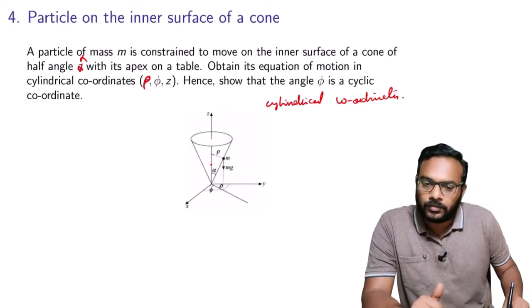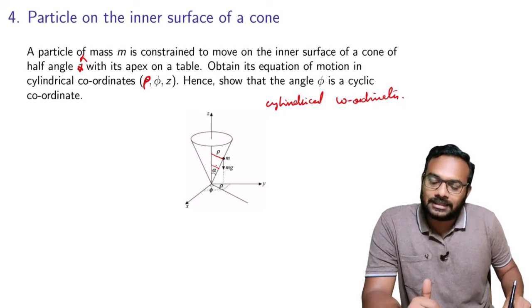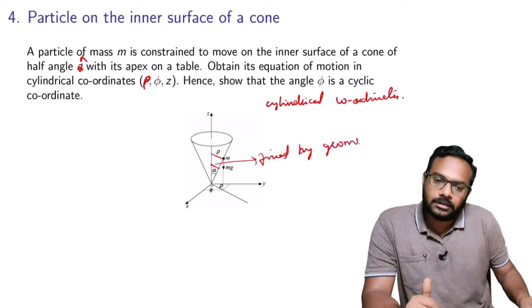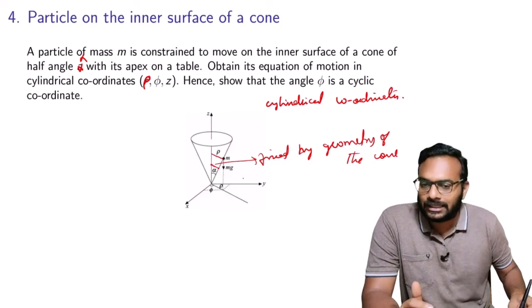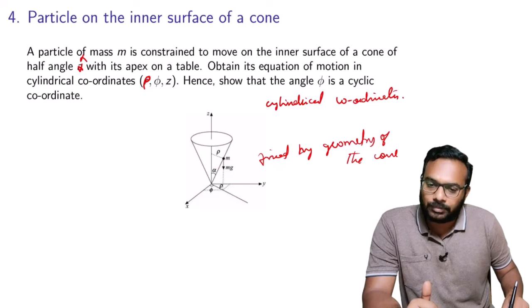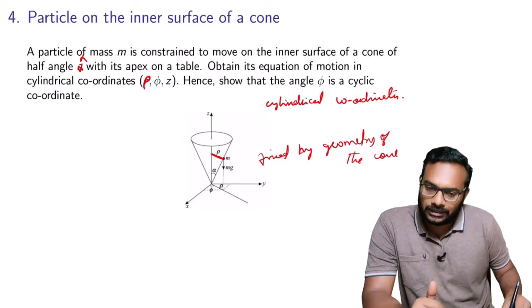This distance is rho. At a particular height z, the distance rho is fixed by the geometry of the cone. That's the idea. It cannot be anywhere. It cannot take any random rho or z. At a particular height, it can have only a particular value for rho. At this height the rho will be less, like that.